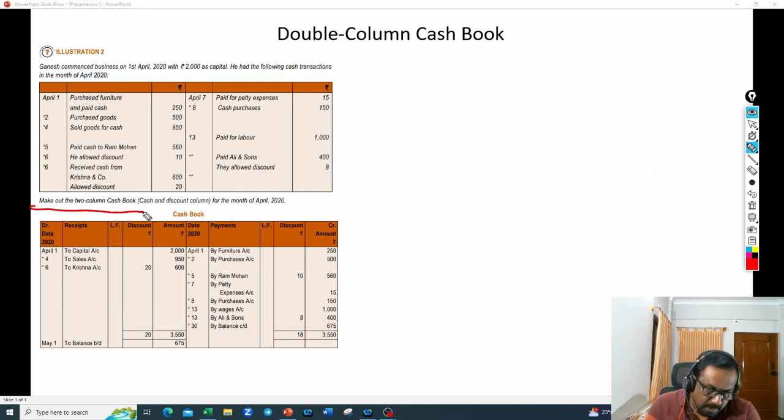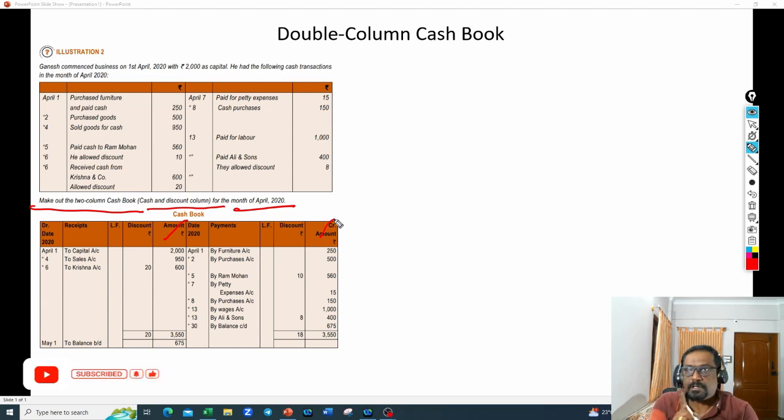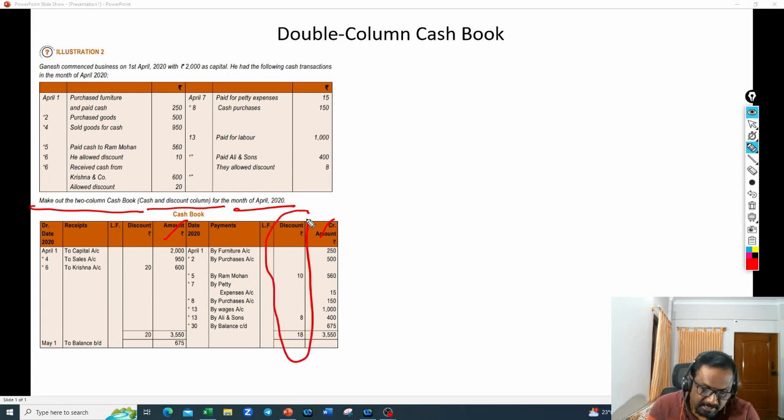Make out the 2-column cash book, cash and discount, for the month of April 2020. That is what they have given. So here, another important point is that the cash column we need to balance, but the discount column we should not balance. Why? Because discount received is an income, discount allowed is an expenditure.